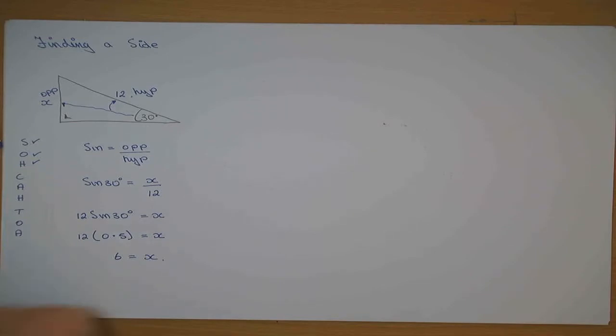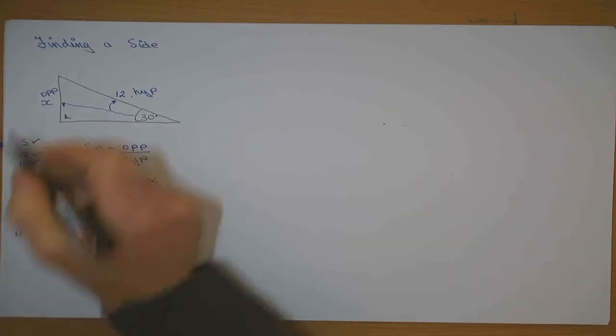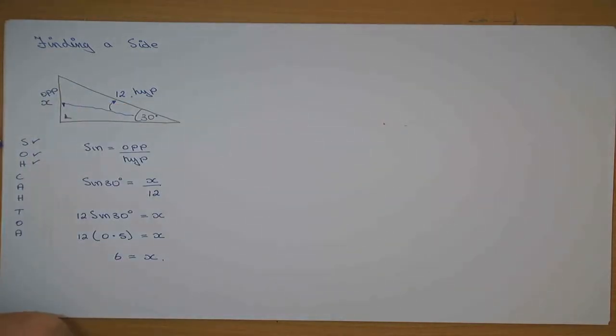Now, how would you find the other side? Pythagoras' theorem. And how would you find the other angle? They all add up to 180 degrees in a triangle. So now you have everything.